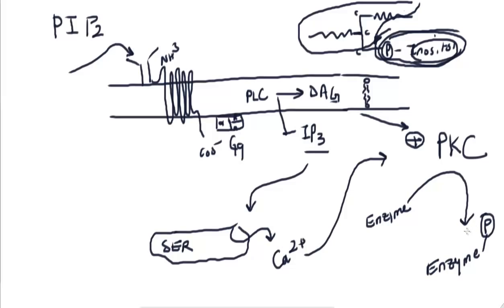Now, some enzymes are going to be active when they're phosphorylated, and some enzymes are not going to be activated when they're phosphorylated. So it could either turn off or turn on an enzyme based on how it works. So that's how basically this whole system works. It's very simple to understand.